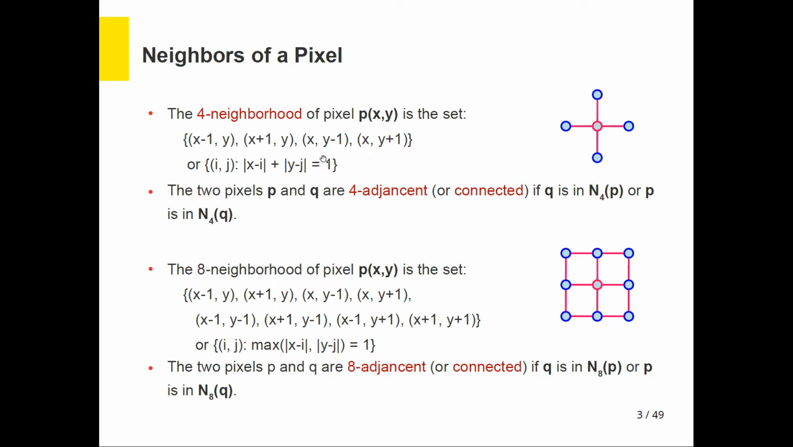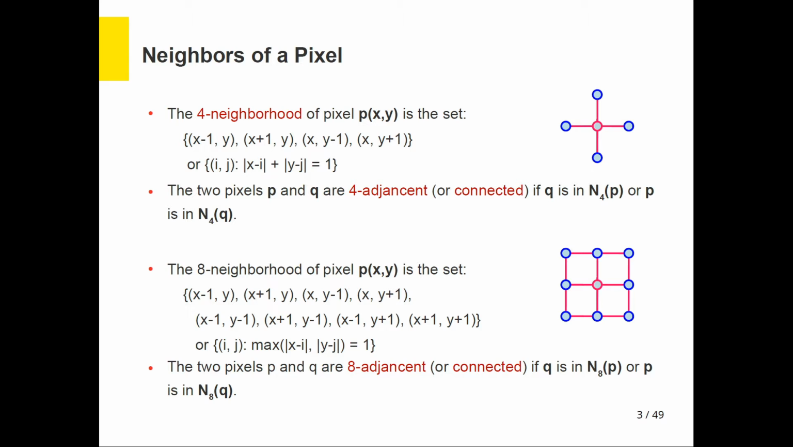In mathematical form, they can be defined as a set of (i, j) for which the absolute value of x minus i plus the absolute value of y minus j equals 1. It is said that two pixels p and q are four adjacent or four connected if q is in N4 of p or p is in N4 of q.